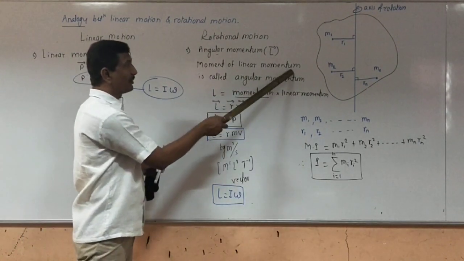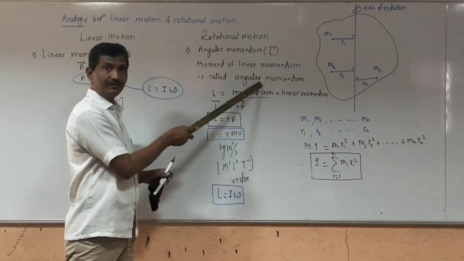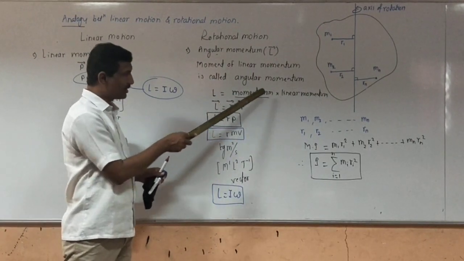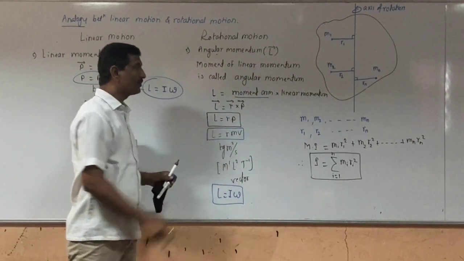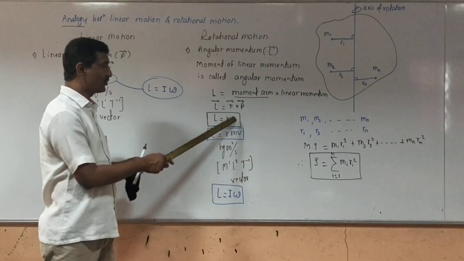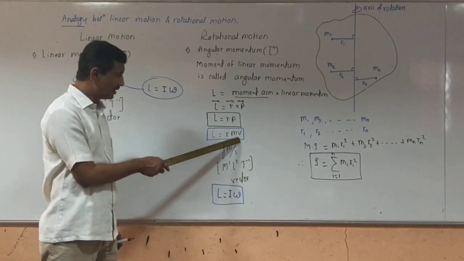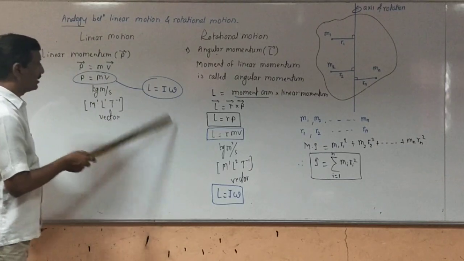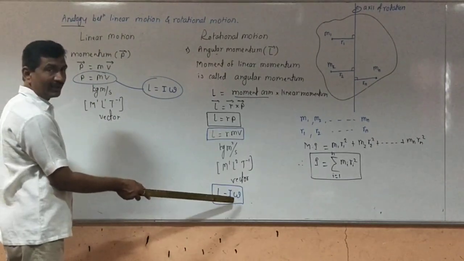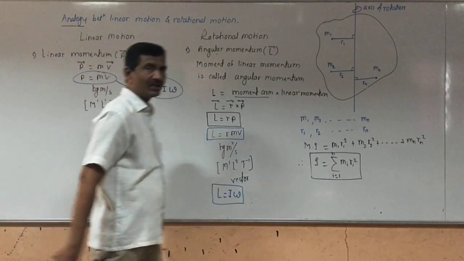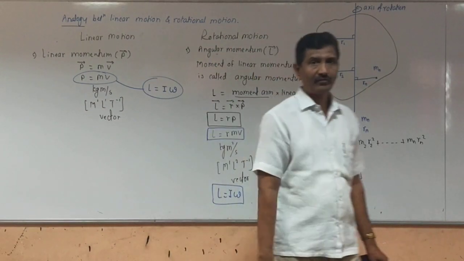Moment of linear momentum is called angular momentum. Angular momentum is the product of moment arm and magnitude of linear momentum, hence L is equal to Rp, or L is equal to Rmv, and by analogy we get L is equal to I omega. We will also consider the proof of this equation later on.